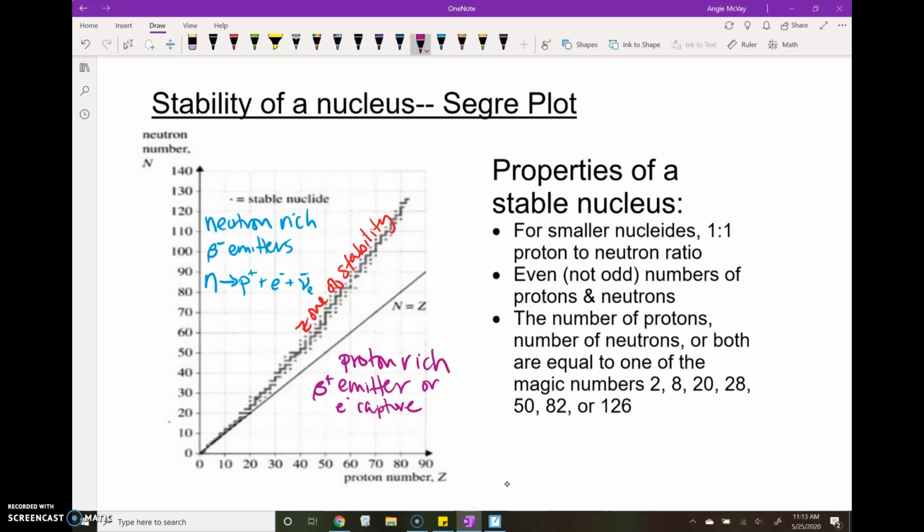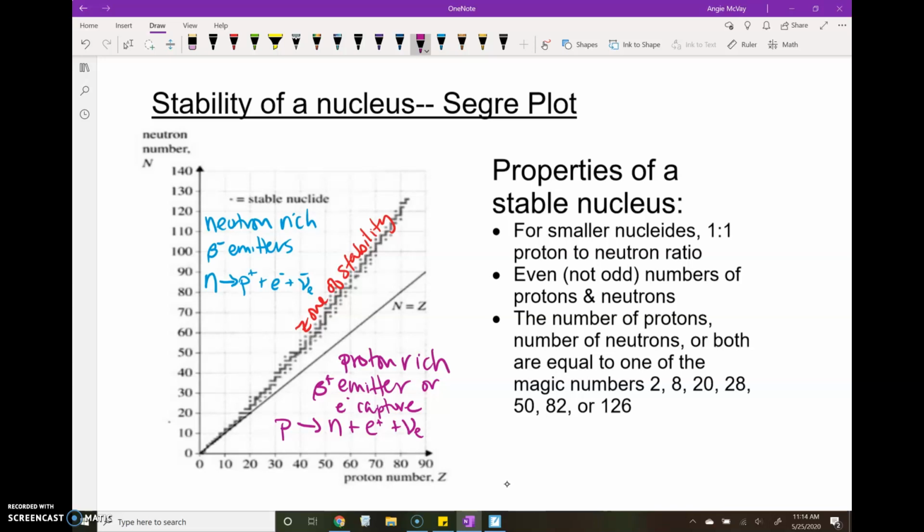So with beta plus decay, you had a parent nucleus turn into a daughter nucleus plus a positive beta and an electron neutrino. What's really happening is a proton is turning into a neutron plus a positron, or a beta plus, and an electron neutrino.